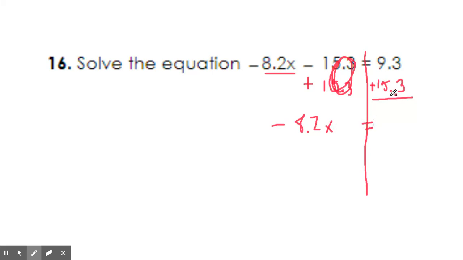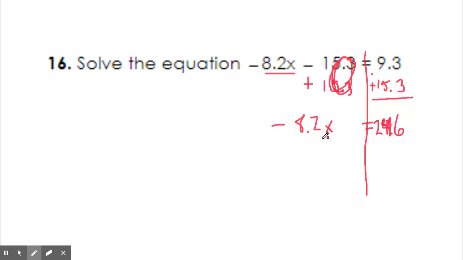So let's see, 3 plus 3 is 6. 9 plus 15 is, 9 plus 5 is 14. Oop, I forgot to put my decimal. Carry my 1, 2. So 24.6 equals negative 8.2x. And that's supposed to be a 4. I know it doesn't look like a 4. I'm trying to make it look like a 4. I'm not doing a good job of that.